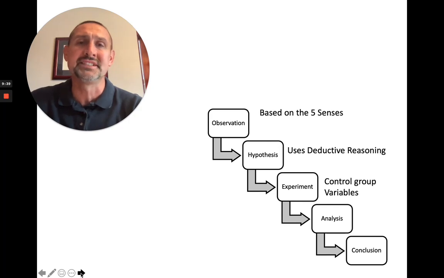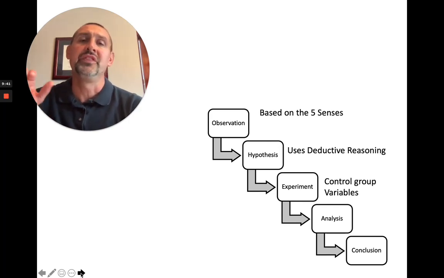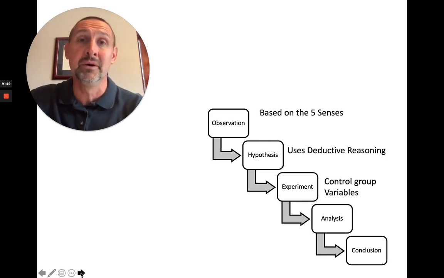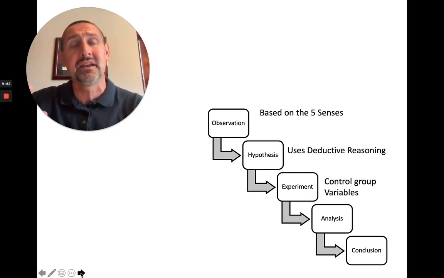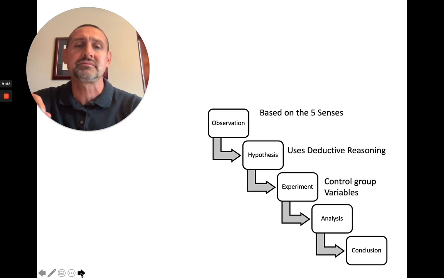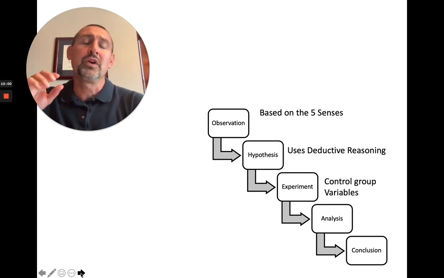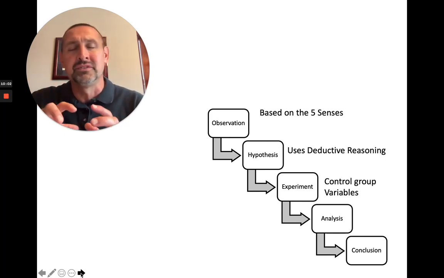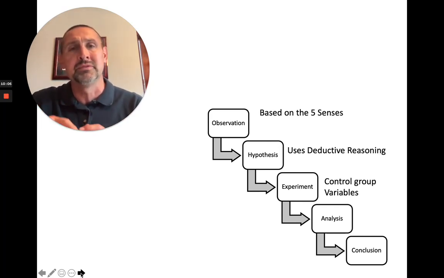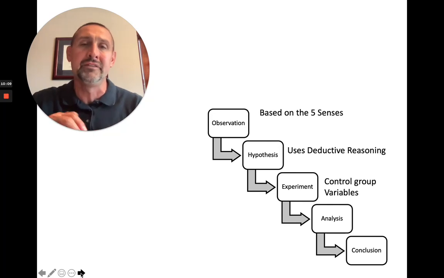A control group lets us know if the variable that we changed actually had an impact, actually changed anything. So we have a control group. We might give them a placebo. A placebo is something like what the experimental group would get, but it would be like a sugar pill or a water tablet. Then we're going to try to control as many variables as possible so we can test one variable at a time. That's not always possible, but a good experiment is going to eliminate as many variables as possible.